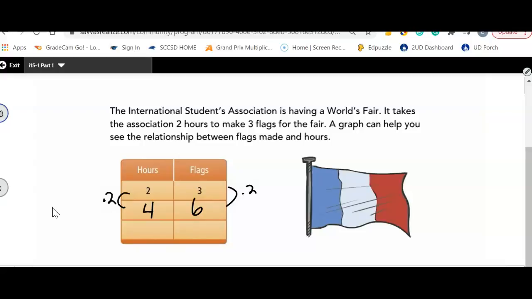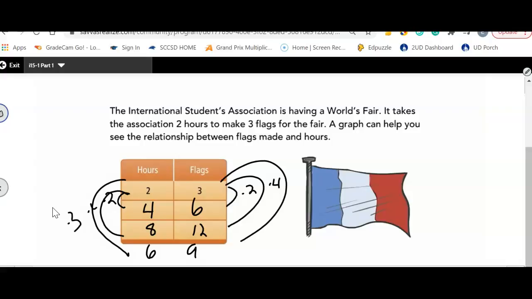What's another one? Sydney? 8 to 12. How did you get 8 to 12? Multiply by 4. Good. 2 times 4 is 8. 3 times 4 is 12. What is another equivalent ratio? Lila? 6 to 9. We multiply by 3. Okay.